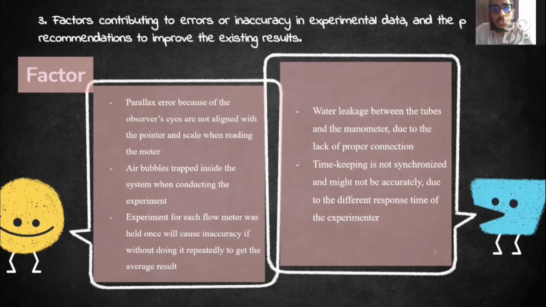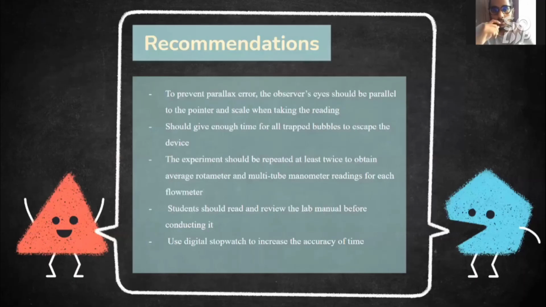Besides that, the water leakage between the tubes and the manometer is due to lack of proper connection. Last but not least, the start of timekeeping is not synchronized and might not be accurately started when the water level of the tank reads, due to different response times of the experimenter. So now we're going to see what modifications we can do to avoid these errors.